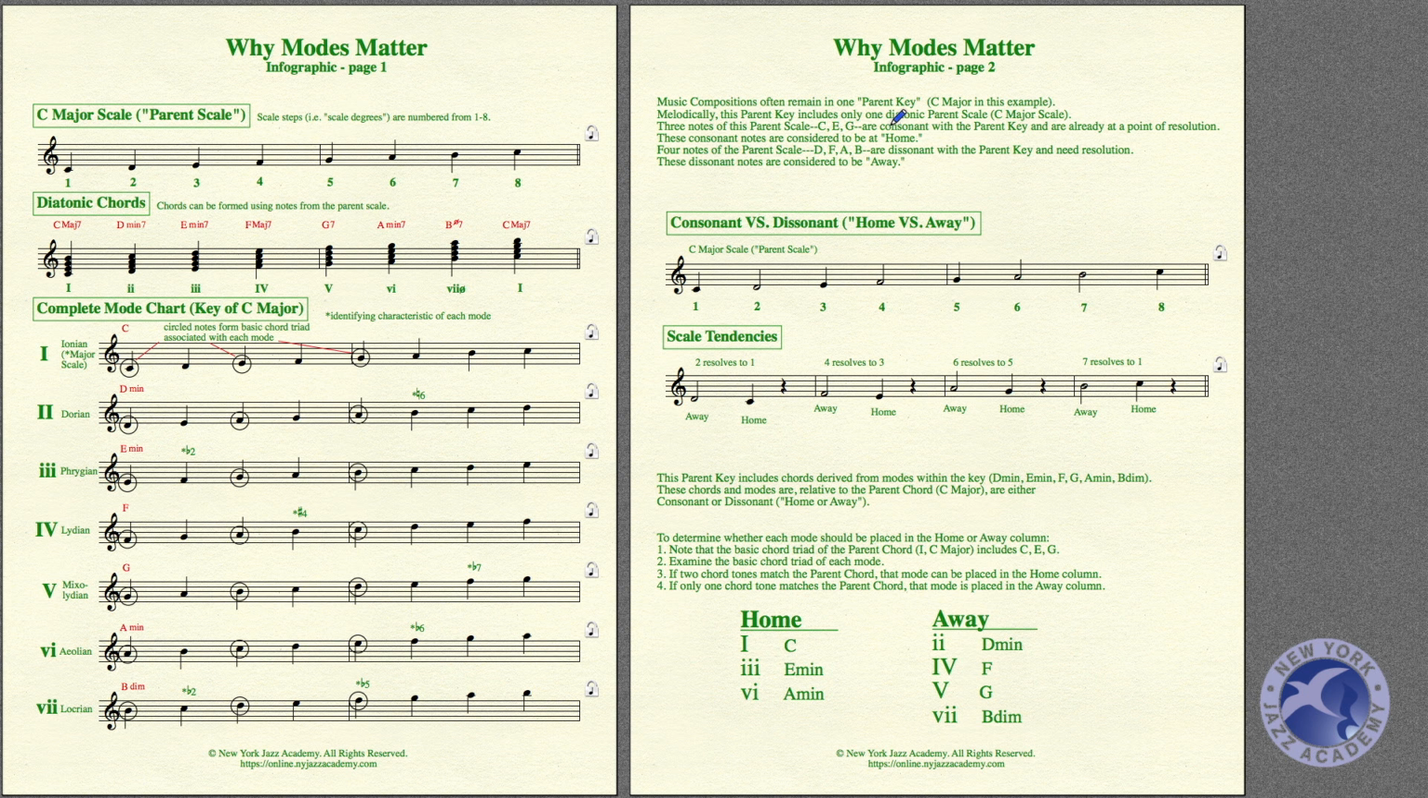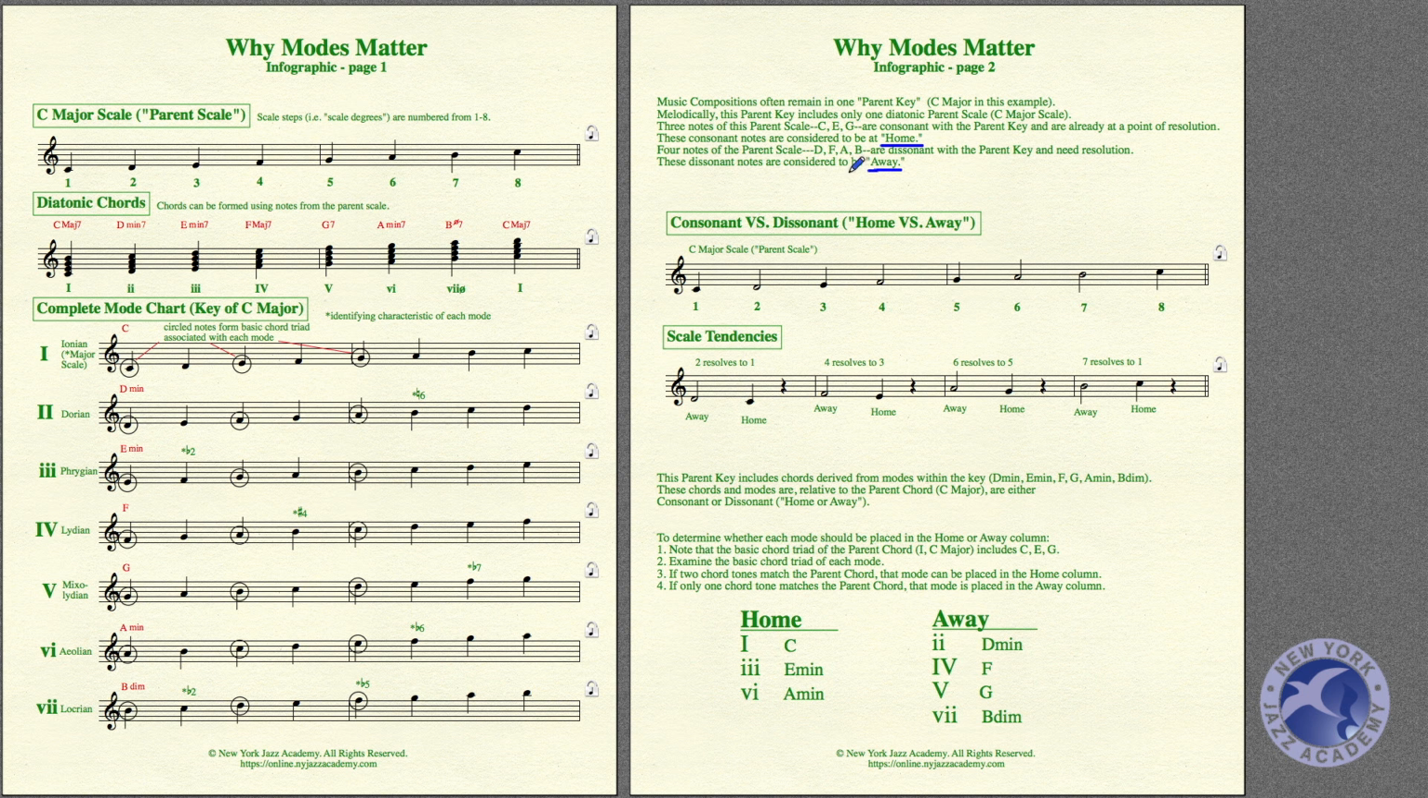3 notes of this parent scale, C, E, G, are consonant with the parent key and are already at a point of resolution. These consonant notes are considered to be at home. This is not a technical term, but it is a term that a lot of musicians use. 4 notes of the parent scale, D, F, A, B, are dissonant with the parent key and need resolution. These dissonant notes are considered to be away.